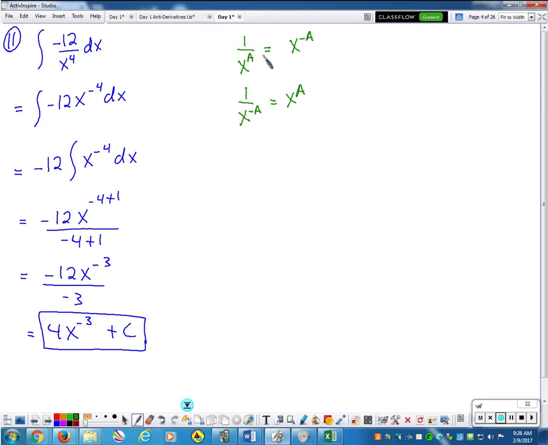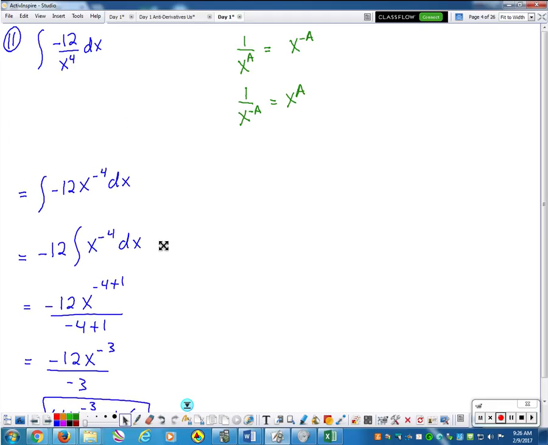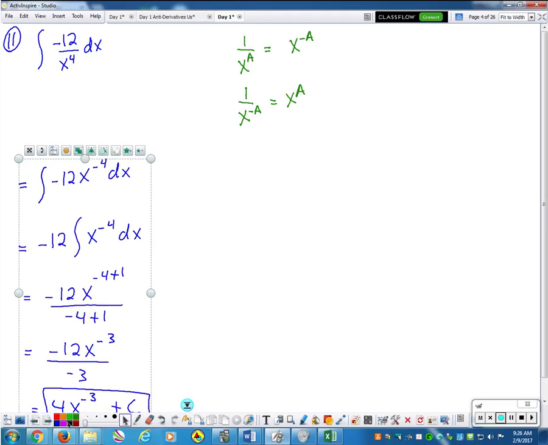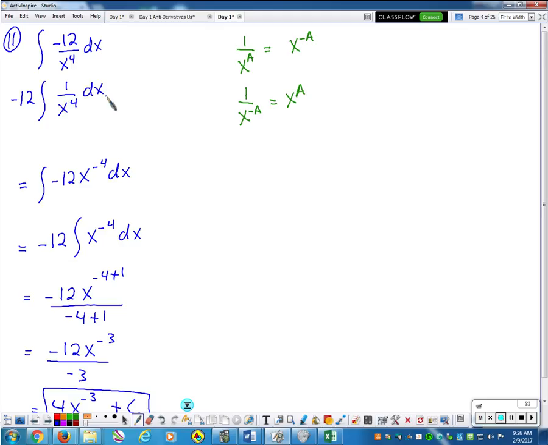Maybe this would help. Try this, put in one extra line here, like so. Pull out the 12 first, maybe. It might make more sense. So you have negative 12, then you would have 1 over x to the 4th. Then you'd have negative 12 x to the negative 4. So either one of those. Yeah, good question.